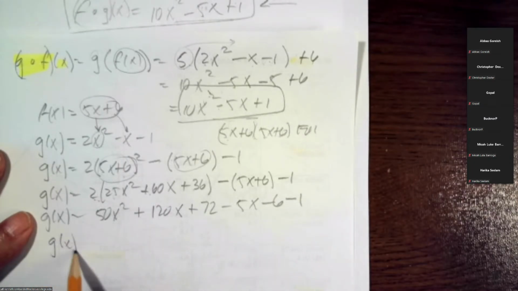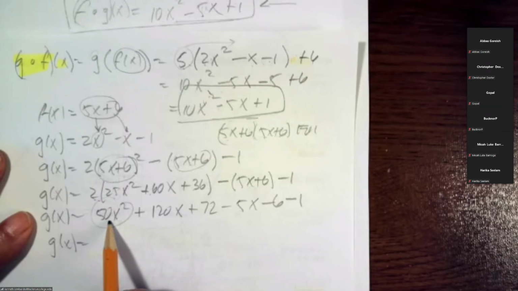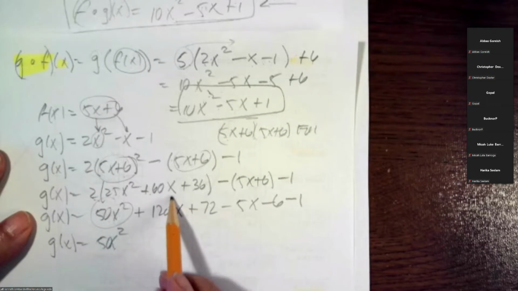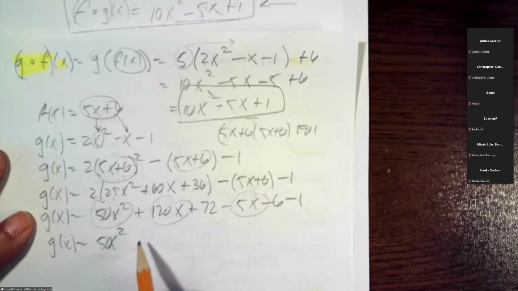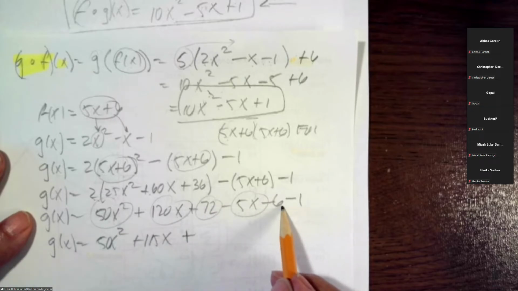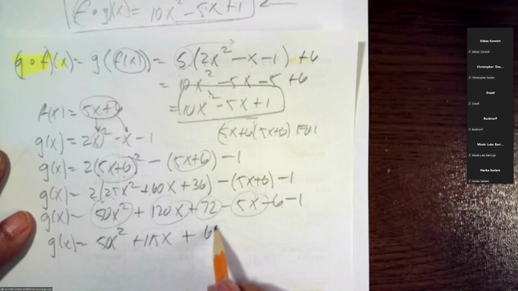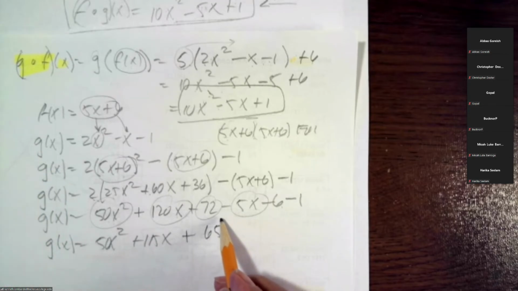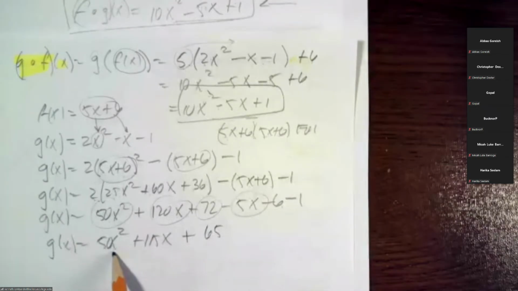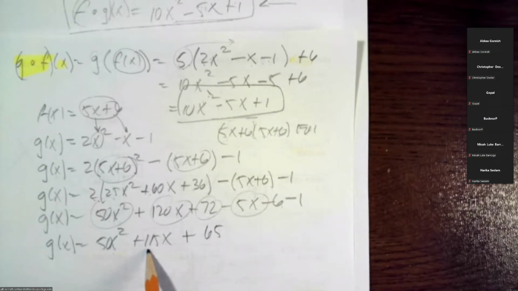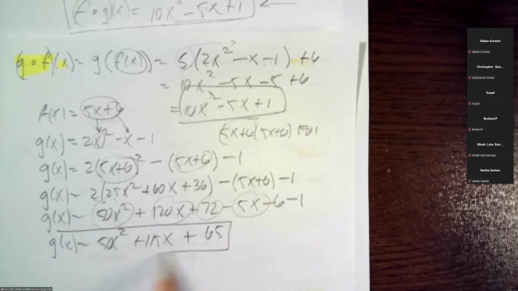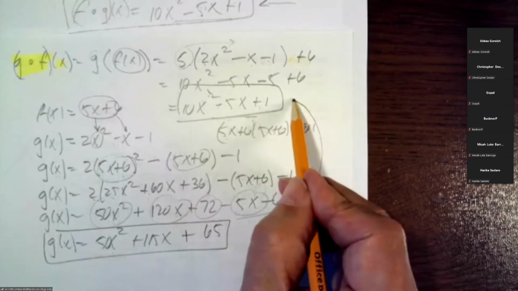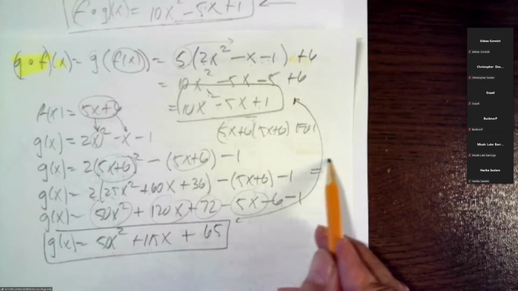So g of x equals 50x squared, and then 120 minus 5, so that's plus 115x. And then plus 72 minus 7, 7 and 12, that looks like it must be 65. Okay, so it looks like we're at 50x squared plus 115x plus 65. Is that what was up above here? Is that the same as this? Are those equal?